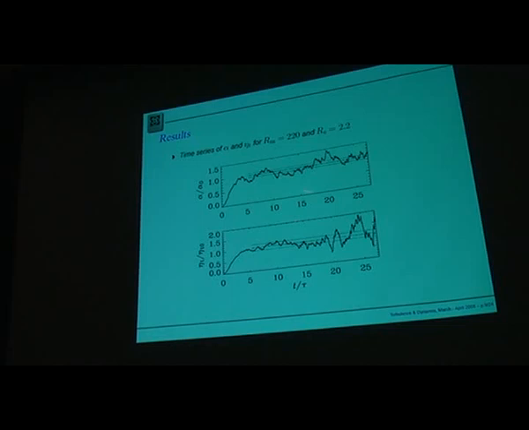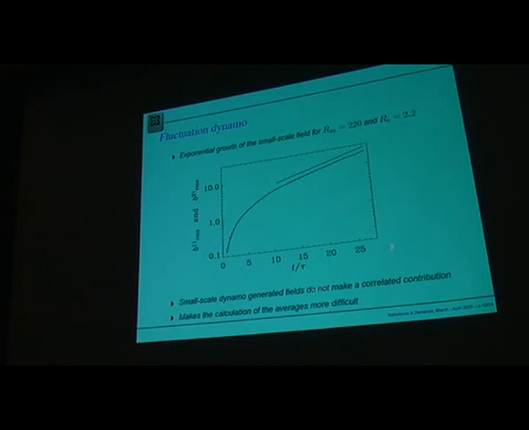So what you find is towards the end of the simulations, there are these fluctuations which develop, and if you continue for long time scales, these fluctuations can even become negative. But still, the running time average is close to 1. At least in this case, it is seen to be absolutely 1. And we believe that these fluctuations are because of the small scale dynamo, but probably they do not make a correlated contribution. Otherwise, the running mean could have been greater than 1 or less than 1 or whatever. But nevertheless, it makes the calculation of these averages more difficult.